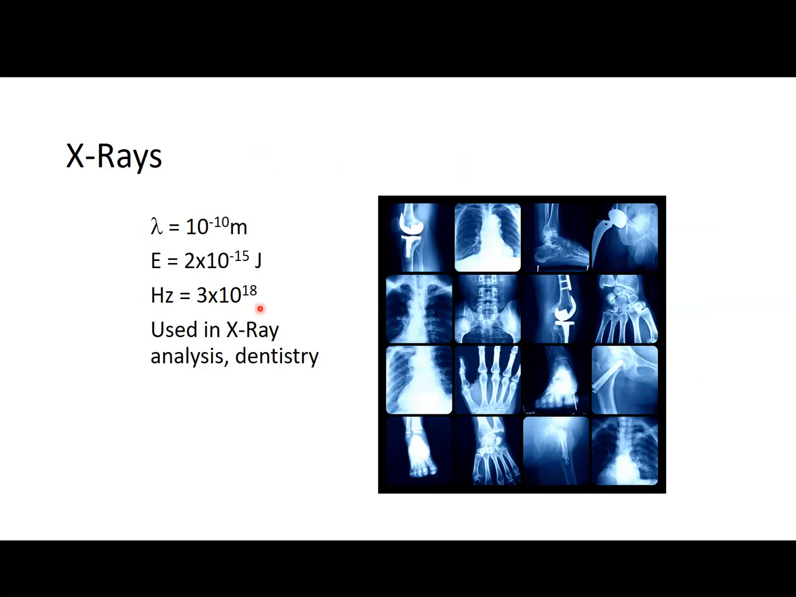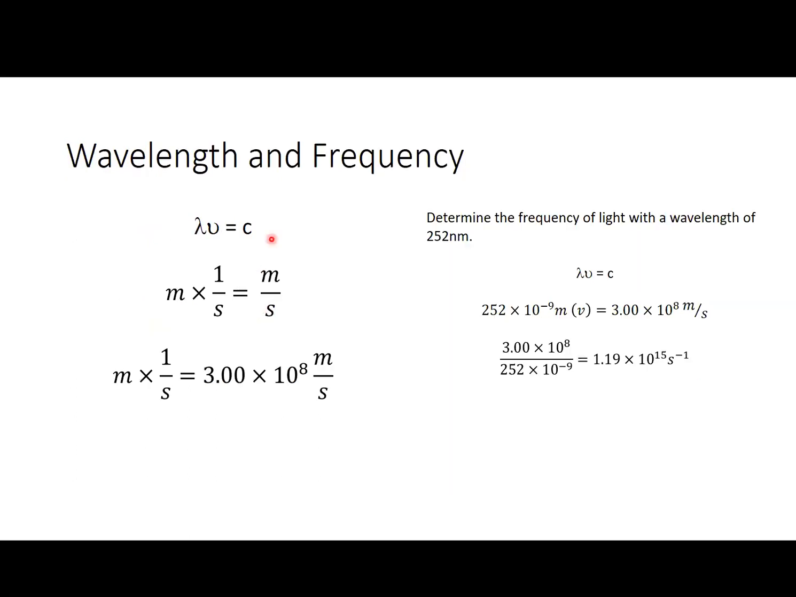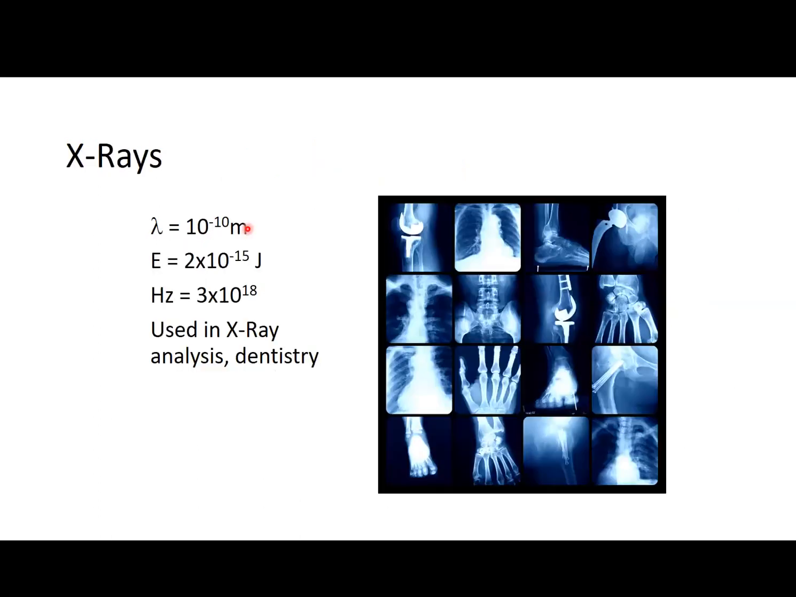They're inversely proportional. So this is just like Boyle's law, pressure times volume equals a constant. If pressure goes up, volume goes down. Same thing with frequency and wavelength. As wavelength goes up, frequency goes down. As frequency goes up, wavelength goes down, because the product of them has to be a constant, the speed of light.